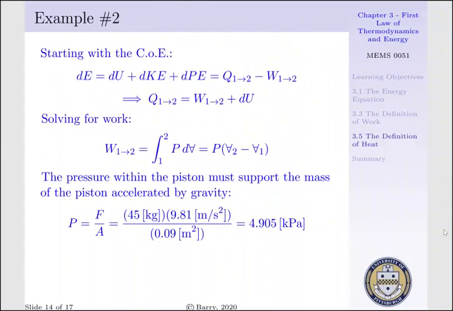To determine the pressure within our piston, we must employ a force balance. The pressure within this piston must support the mass of our piston accelerated by gravity. That is, our pressure within our system is going to be our applied force per our area. Our force is equal to the mass of the piston, 45 kilograms, times the gravitational acceleration, 9.81 meters per second squared, per the area of our piston, 0.09 meters squared. Or the pressure within this device is 4.905 kPa.